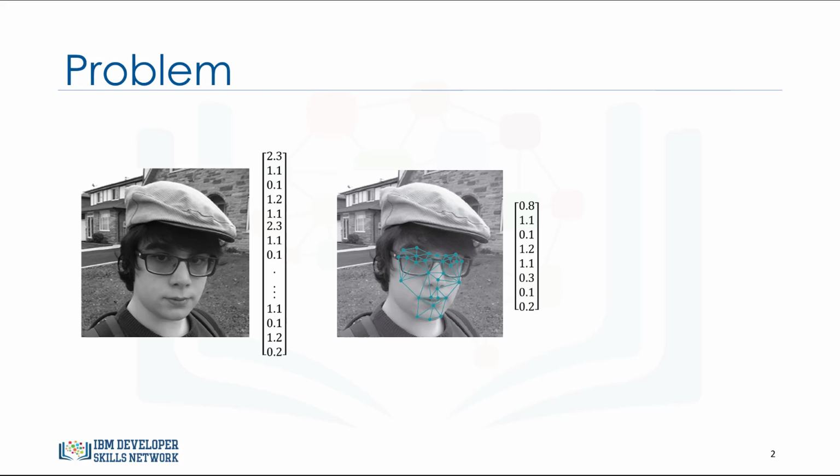So, we need a way to extract the most important features of a face and represent each image with those features which are of lower dimensions. An autoencoder works well for this type of problem.